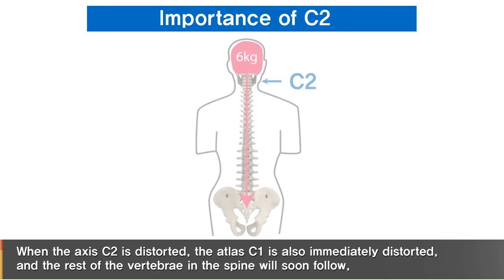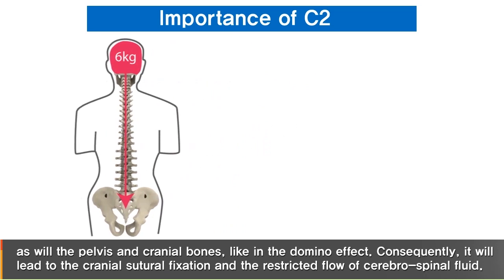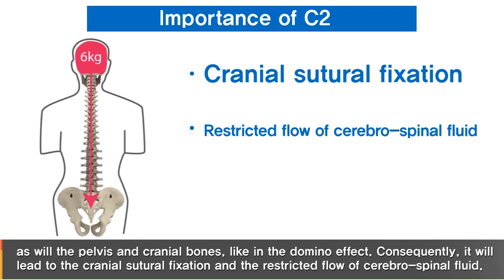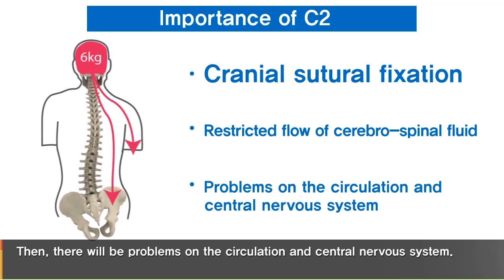When the axis C2 is distorted, the LSC1 is also immediately distorted, and the rest of the vertebrae in the spine will soon follow, as will the pelvis and cranial bones, like in a domino effect. Consequently, it will lead to cranial structure fixation and restricted flow of cerebrospinal fluid. Then there will be problems in the circulation and central nervous system.